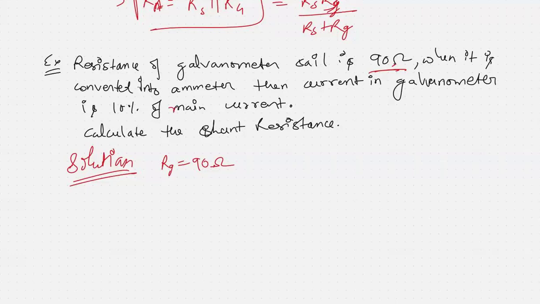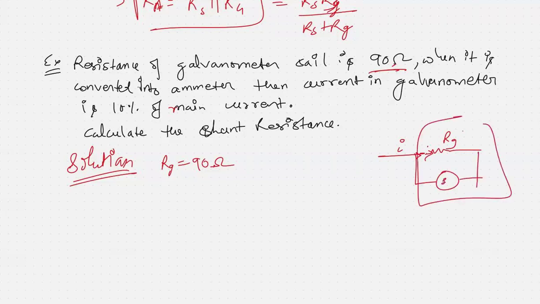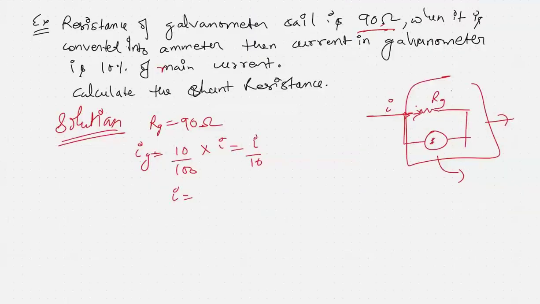All right, so assume this is the I, and in this RG, it is basically one tenth, 10% of the total current. This is your ammeter. So this IG is basically 10 by 100 of your total I, so you can simply say I by 10. From here you can simply get the value of I equals 10 times IG. This is what you can write.